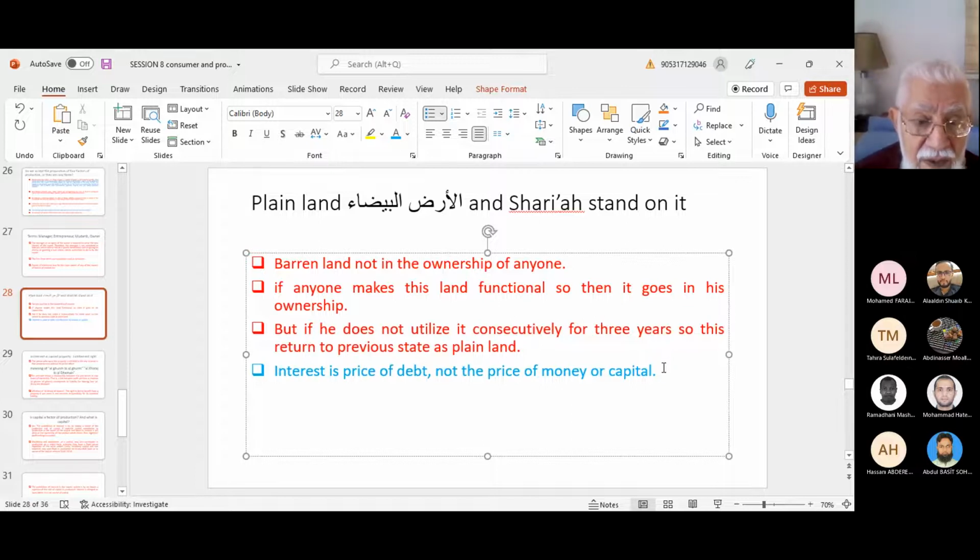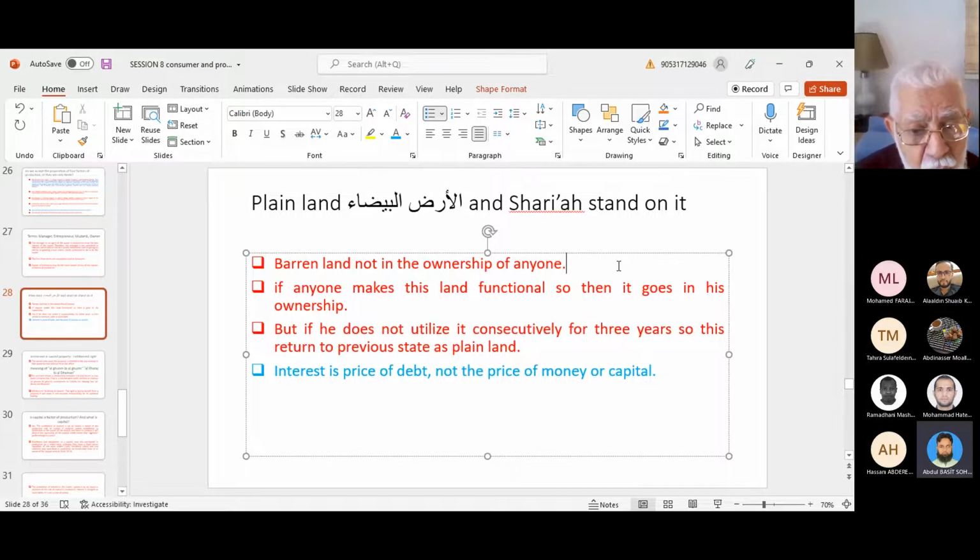So this summarizes the whole thing. Yeah, tell us about the barren land, al-ard al-bayda. Okay, sir. The barren land is not in the ownership of anyone. If anyone makes this land functional, then it goes into his ownership. But if he does not utilize it consecutively for 3 years, then it returns to its previous state as plain land, or Ardul Beda. But notice, this is a land that has never been owned before.